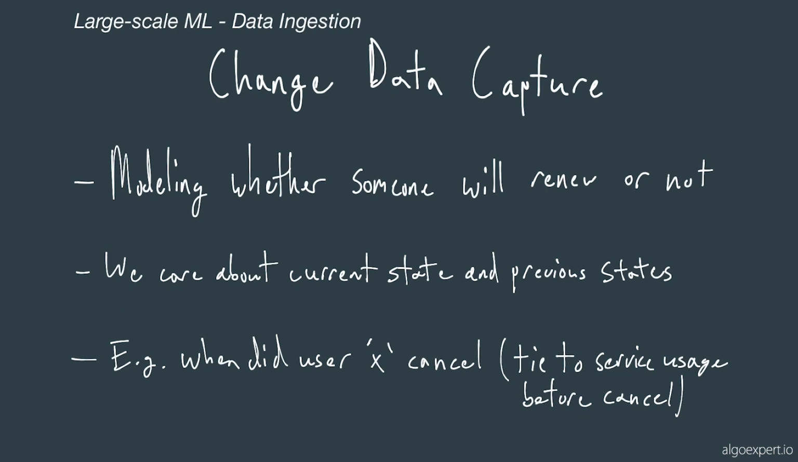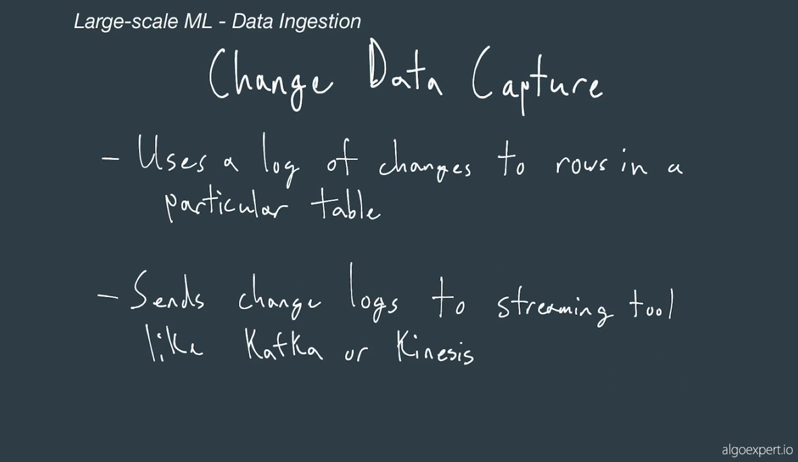And we also care about the previous status of their membership so that we can see when did user X cancel and tie that to some service usage before they canceled. So here the hypothesis is that maybe their usages have gone down before they decided to cancel. So if we wanted to model this, we couldn't just look at that database, which keeps track of whether a user is currently or not currently subscribed to Netflix. We actually need a history. This history will tell us when did they unsubscribe or when did they subscribe.